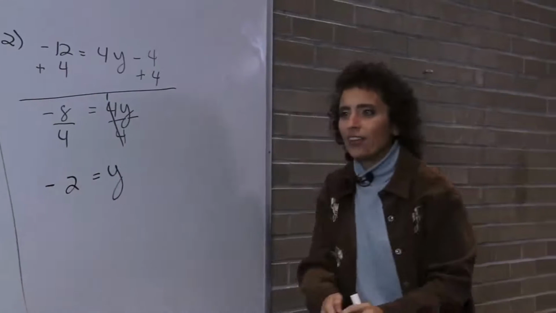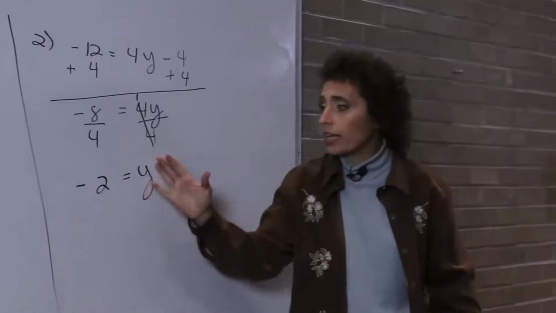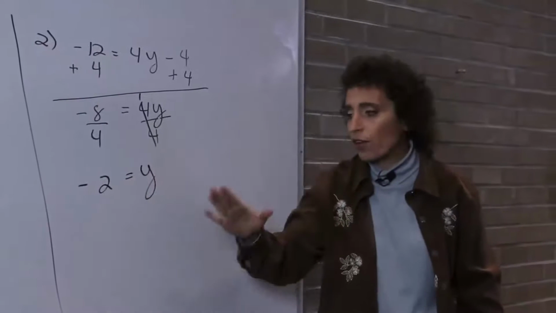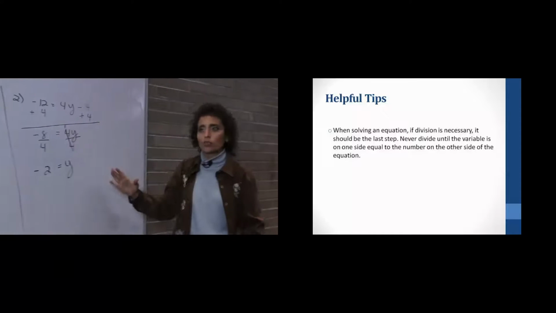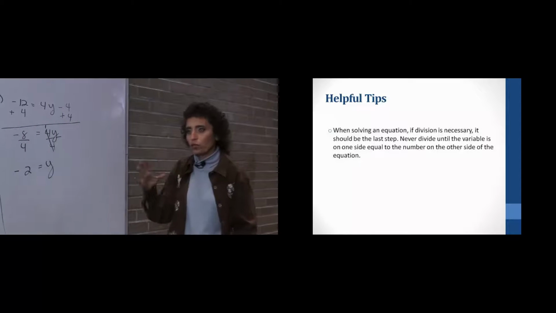Notice that any time we do a problem like this, we never divide until the very, very last step, until all the variables are on one side and all the numbers are on the other. Okay, so that's really, really important.